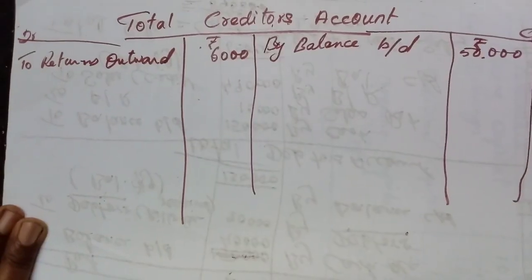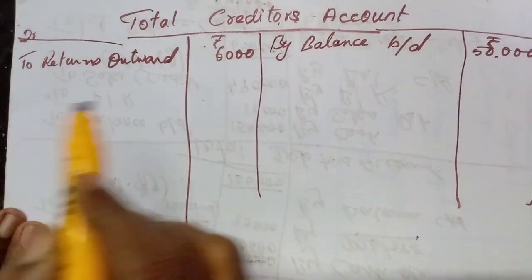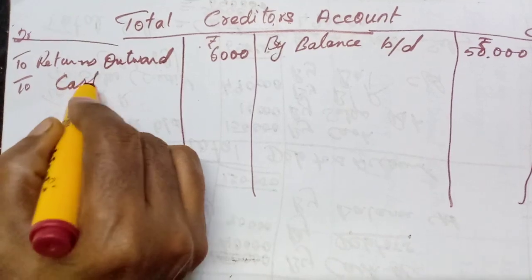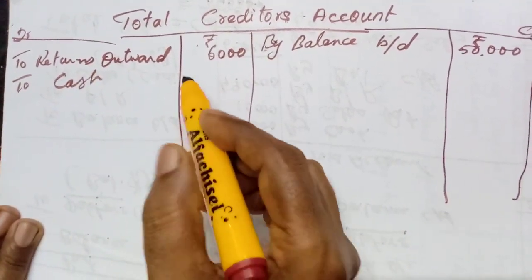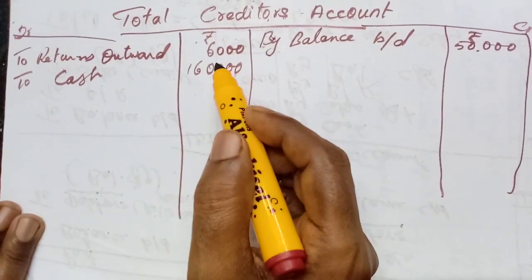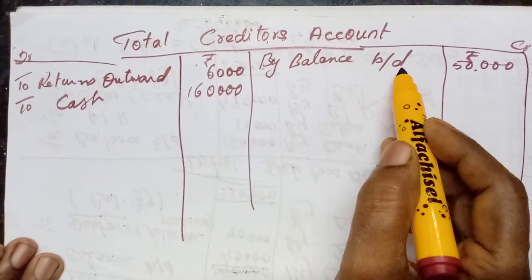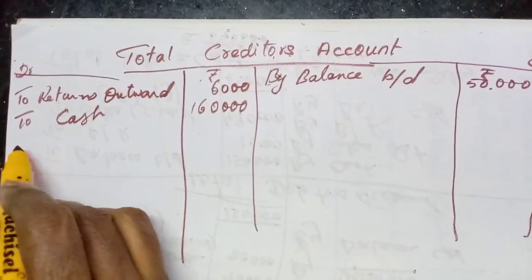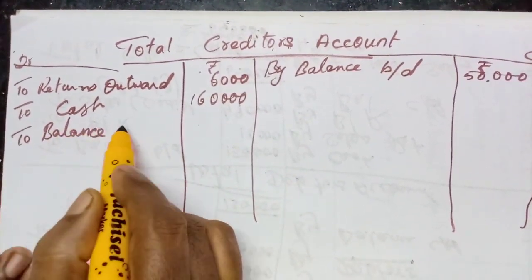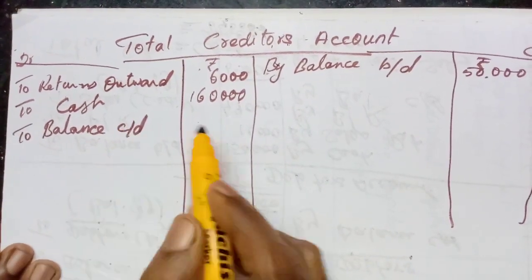Then cash paid to creditors. That also goes here, because the entry itself is creditors account debit to cash. 1,60,000. Then the creditors closing balance is given. Opening balance is on the credit side, so the closing balance will be on the debit side. Here you have to write 'to balance carried down'. Closing balance how much? 70,000.